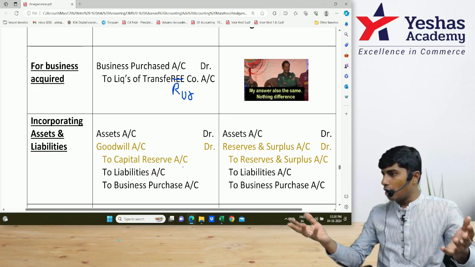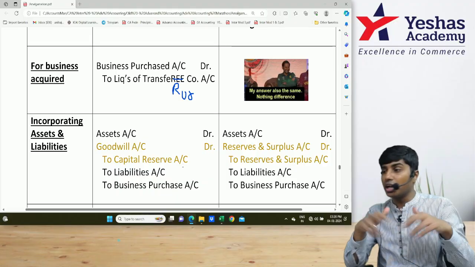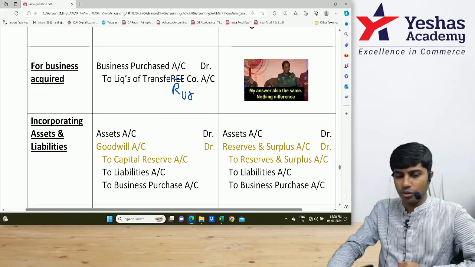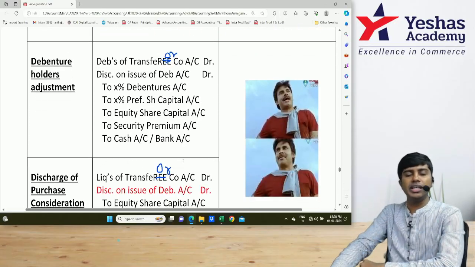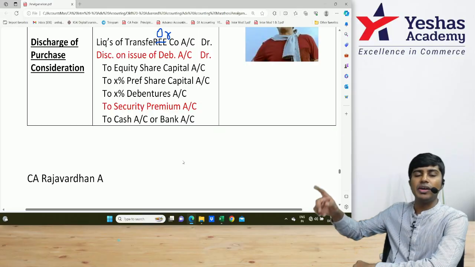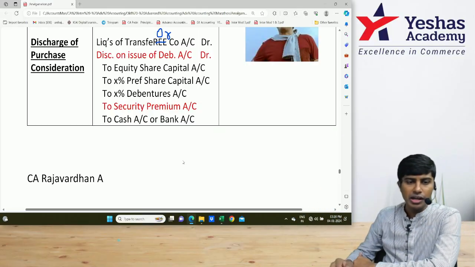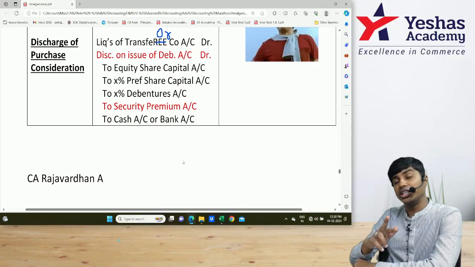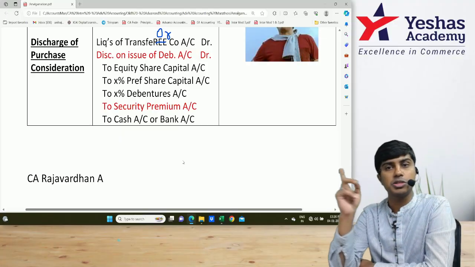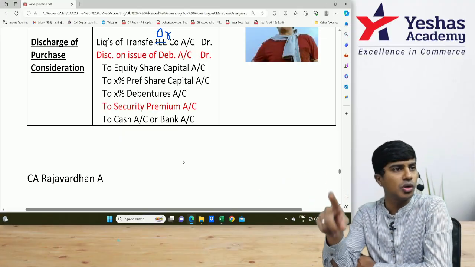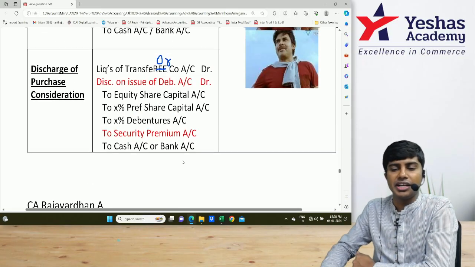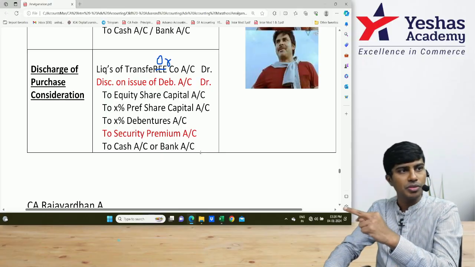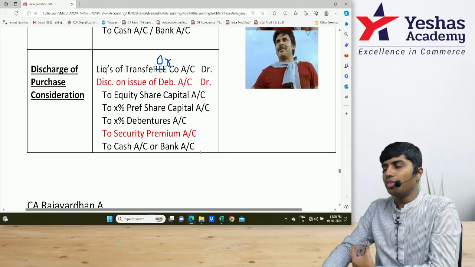So we opened the box, we've taken the assets, we've taken the liabilities, we've kicked the box. Now the liquidator who got the box is waiting. Well, let's pay the consideration to him. When you pay the consideration to him, we would write the entry as liquidator of transferor company account debit, and we would give them equity shares, preference shares, debentures, cash. We can issue them at premium or at discount. If there is premium, we will credit securities premium. If it is discount, we will debit it. The entry will be the same whether it is amalgamation in the nature of merger or purchase. In both cases it is the same. So we paid the PC also to them. Then what should we do?